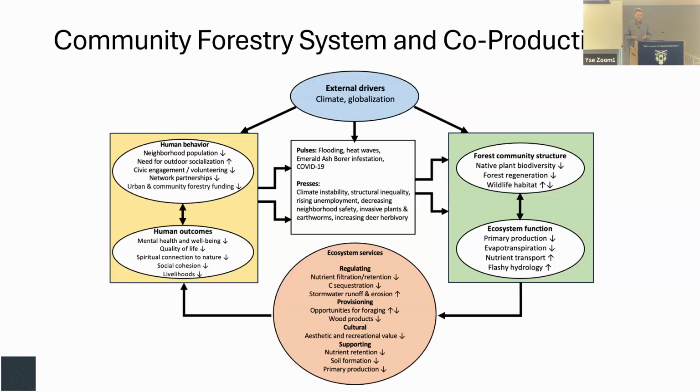In terms of ecosystem services, we have nutrient filtration and retention. That was going down. Carbon sequestration is going down. Stormwater runoff and erosion control is going down. Opportunities for foraging, it was a mix again. Wood products down. Cultural, the aesthetic and recreational value was down.